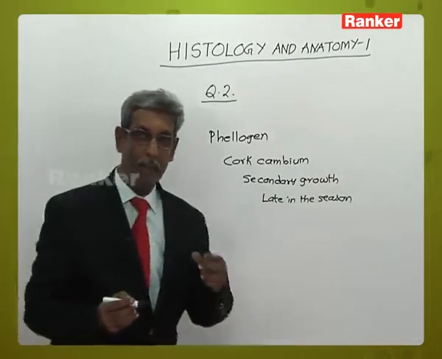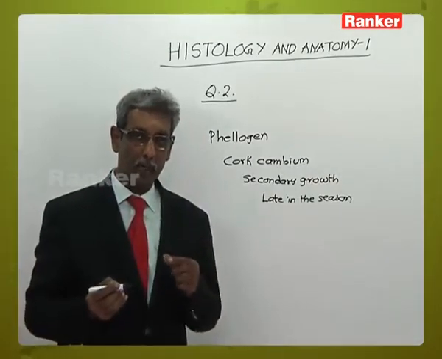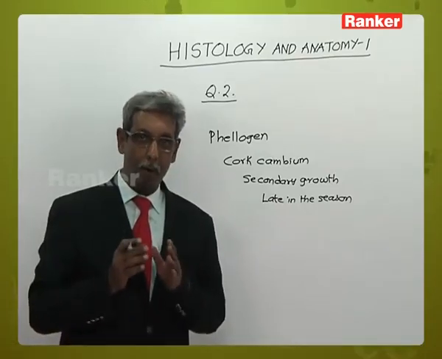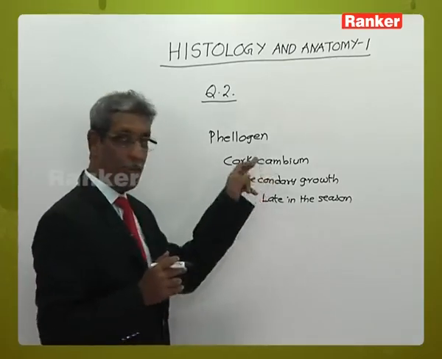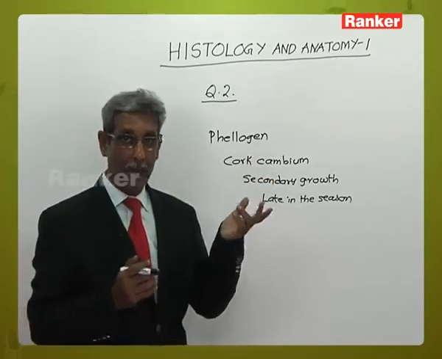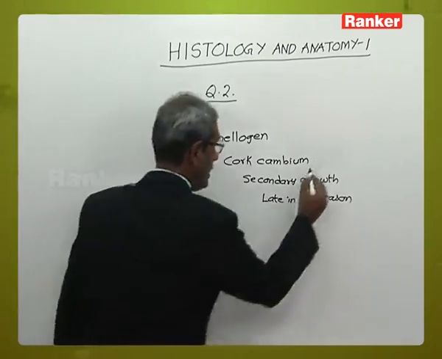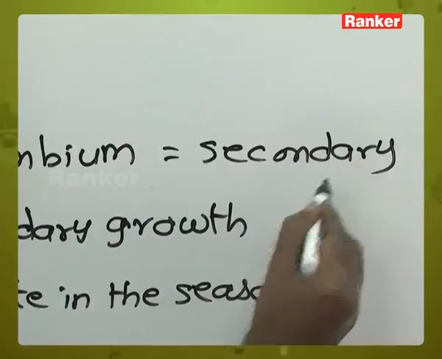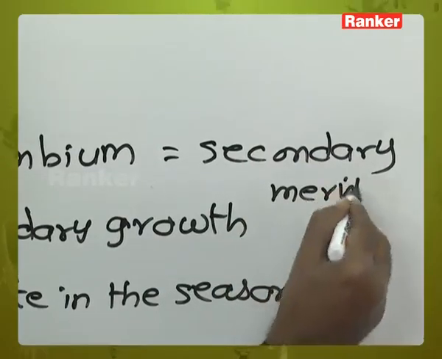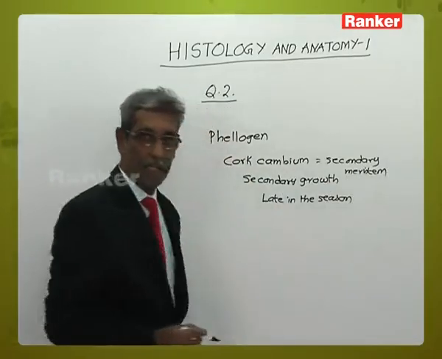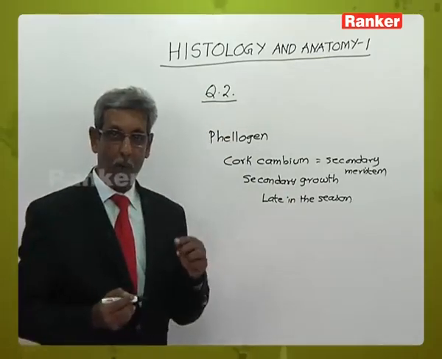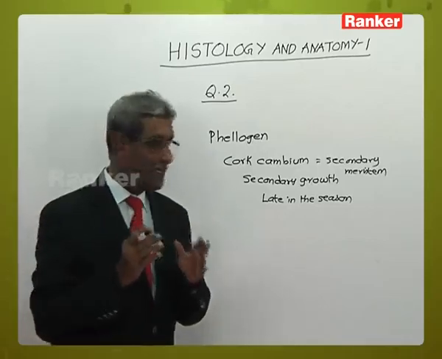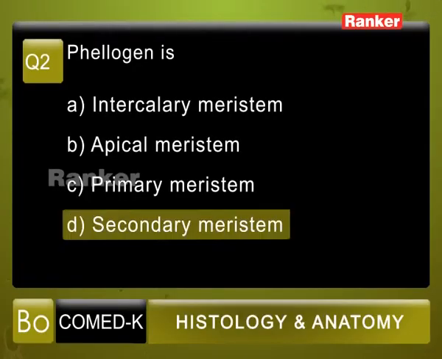The cork cambium gets formed during secondary growth when there is an increase in the diameter of the stem of a tree. Hence, the cork cambium which is formed at a later time is primarily termed as a secondary meristem. A secondary meristem is one which is formed at a later period of time in the plant parts. The right answer is D.